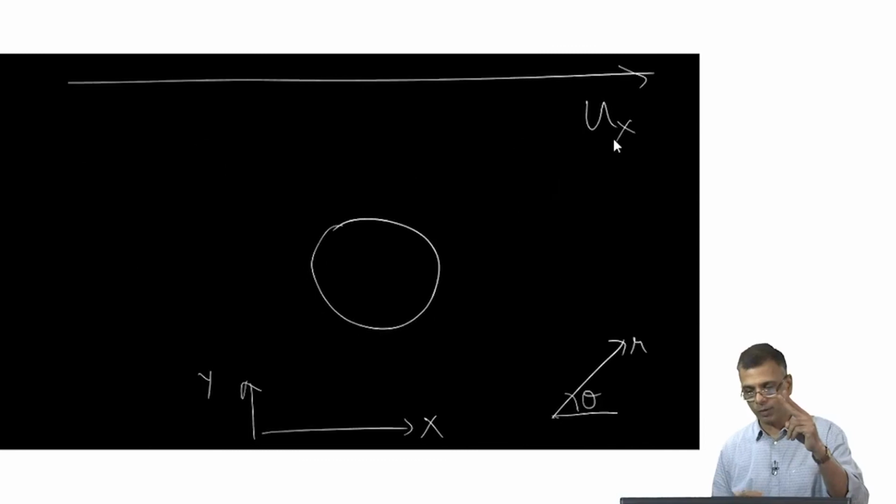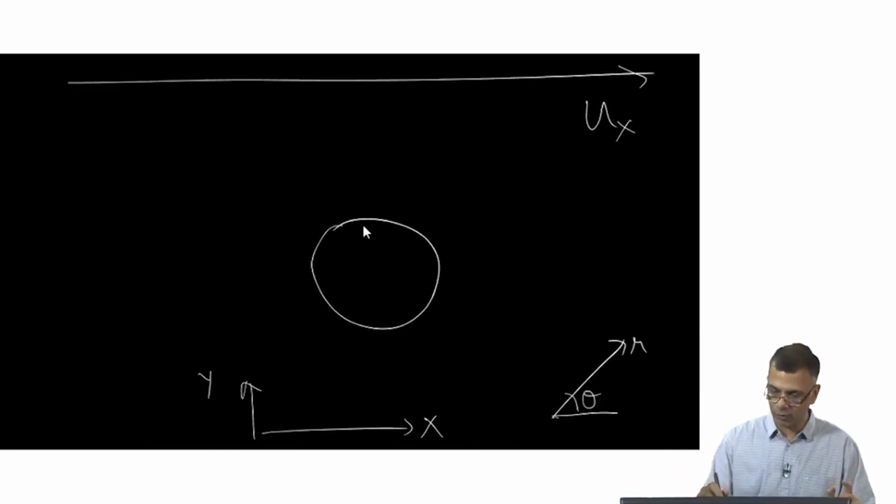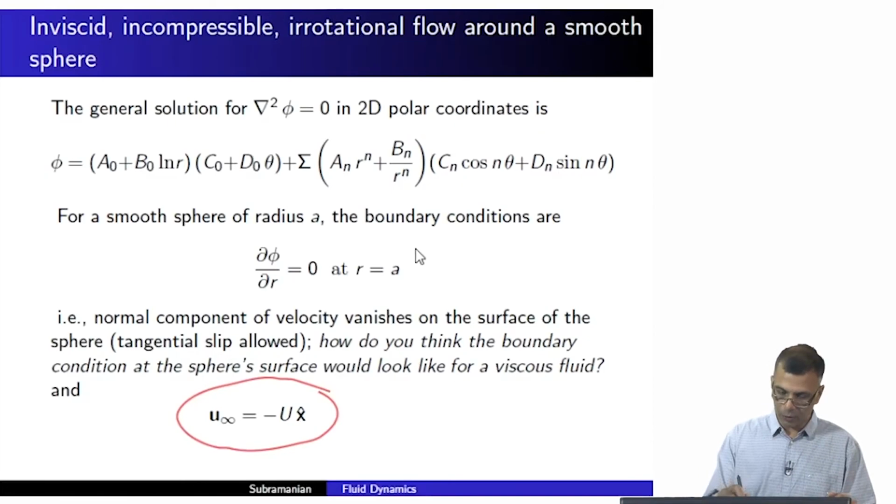So we have two kinds of boundary conditions, one very far from the surface of the sphere, one at the surface of the sphere. At the surface of the sphere, we have this boundary condition. Very far from the surface, we have this boundary condition. In other words, very far from the surface of the sphere, the velocity is entirely in the x direction with some amplitude u. So, these are the two boundary conditions.